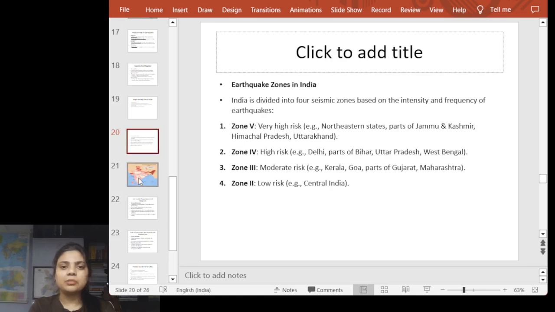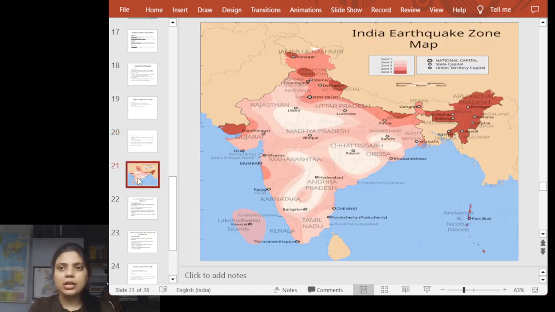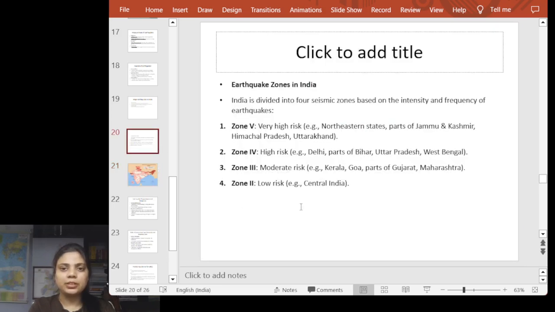The whole of India has been divided into seismic zones, and you can see the seismic zones of India. There is no region in India which comes under the first zone. So India has been divided into 4 zones. Seismic zone 2 is the low risk, central India. The third zone is moderate risk; the states I have mentioned here as examples, you can go through. Zone 4 is high risk, that is Delhi, Bihar, UP, West Bengal.